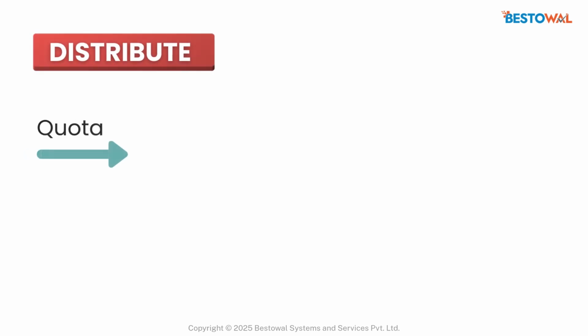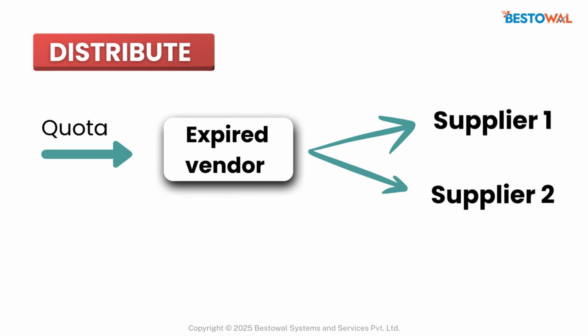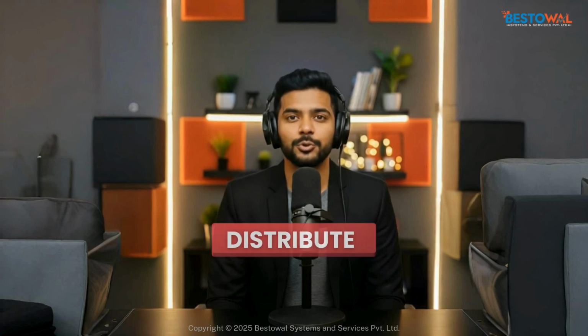Think about a pharmaceutical company sourcing raw materials from 3 vendors. Suddenly, one vendor's contract expires. With Distribute, the quota of the expired vendor is automatically redistributed across the remaining 2 suppliers. With Ignore, that quota is simply dropped, which may cause shortages. So, Distribute supports continuity, while Ignore enforces stricter sourcing discipline. Exactly. Most businesses prefer Distribute unless they want planners to manually intervene.